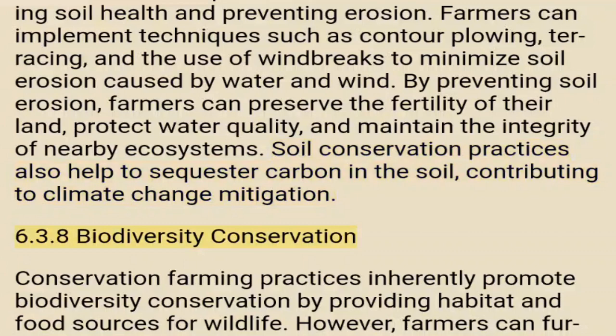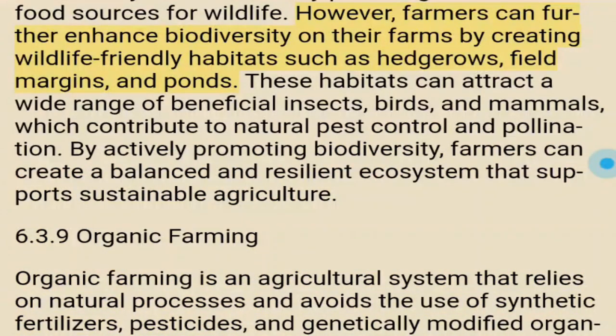6.3.8 Biodiversity conservation. Conservation farming practices inherently promote biodiversity conservation by providing habitat and food sources for wildlife. However, farmers can further enhance biodiversity on their farms by creating wildlife-friendly habitats such as hedgerows, field margins, and ponds. These habitats can attract a wide range of beneficial insects, birds, and mammals, which contribute to natural pest control and pollination. By actively promoting biodiversity, farmers can create a balanced and resilient ecosystem that supports sustainable agriculture.